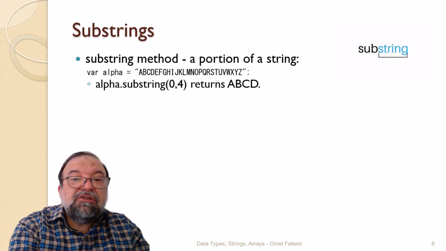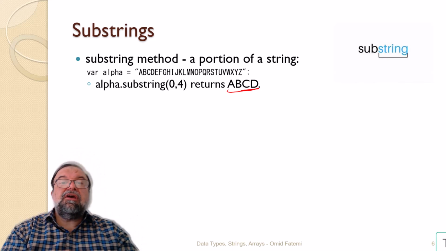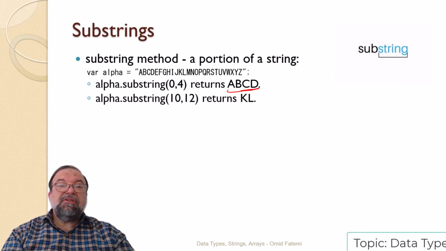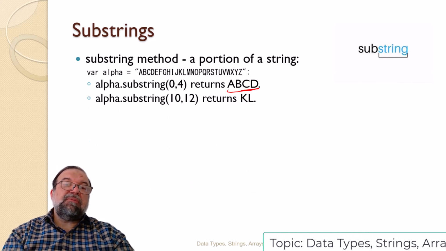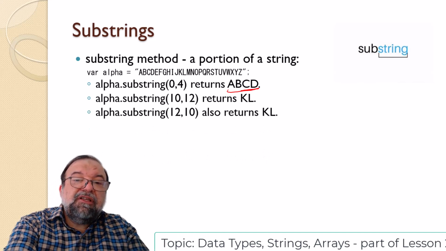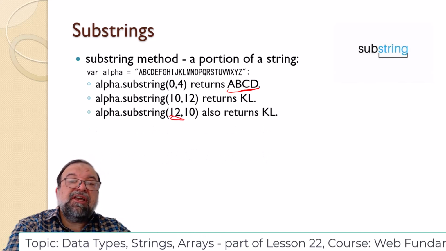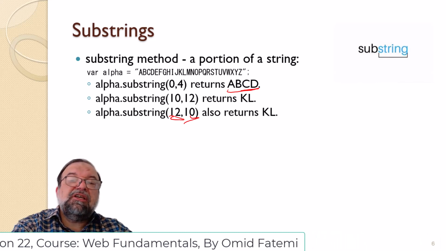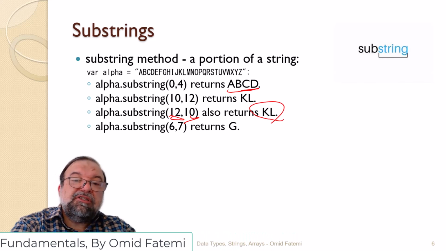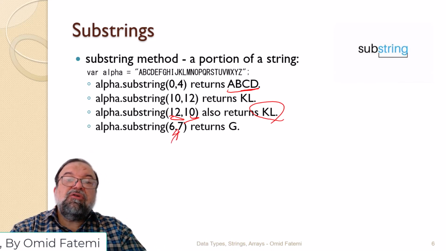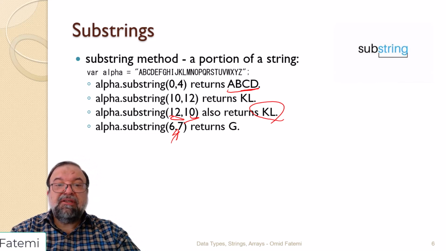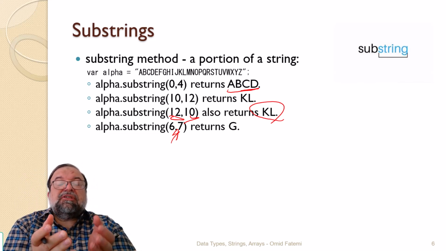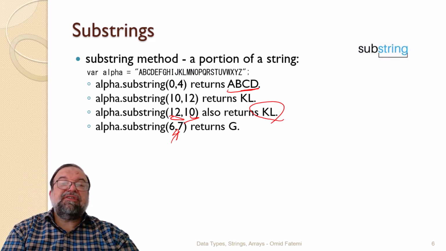So what does it do? It will extract A, B, C, D, for 0 and 4. In substring, you could put any numbers, 10 and 12, for example, it returns KL. But if you put a first index which is greater than the second index, JavaScript knows that you mean 10 and 12. Then again, it returns KL. And you remember, this is exclusive. So when you write 6 and 7, it returns only one character, which starts at 6, which is actually the 7th character of the string.